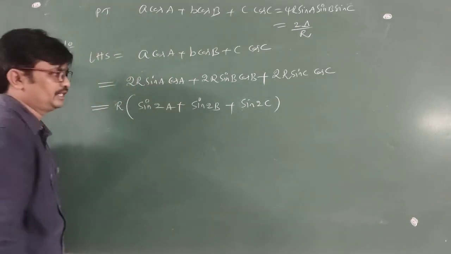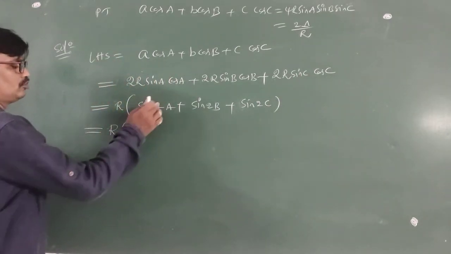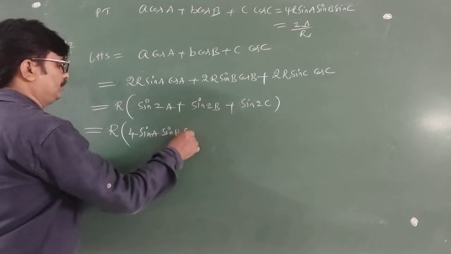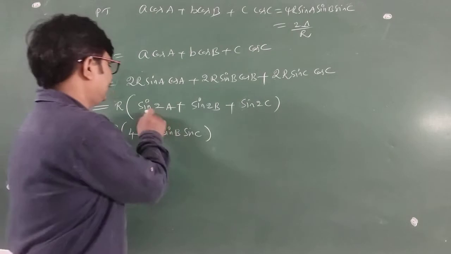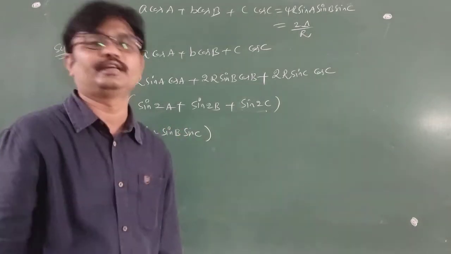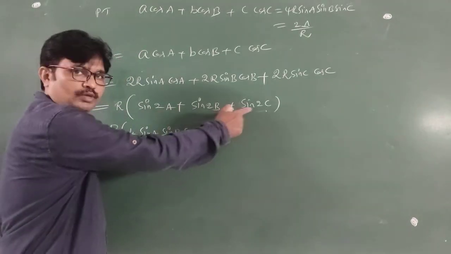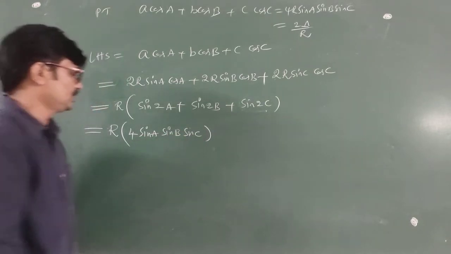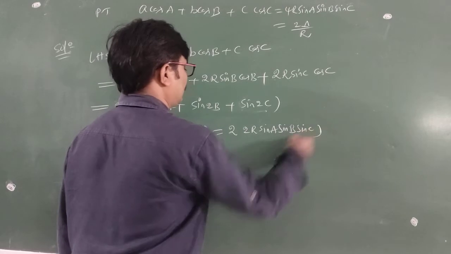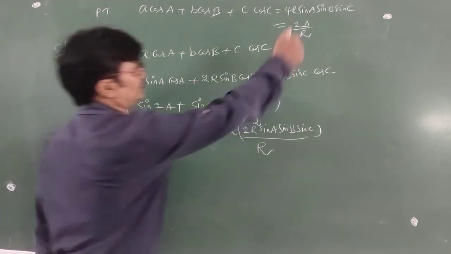So sin 2A is 2 sin A cos A, sin 2B is 2 sin B cos B, sin 2C is 2 sin C cos C. So students, the capital R into sin 2A plus sin 2B plus sin 2C is 4 sin A sin B sin C. Already we discussed that sin 2A plus sin 2B plus sin 2C is 4 sin A sin B sin C. This is the first question in transformations if the sum of the angles is 180 degrees.